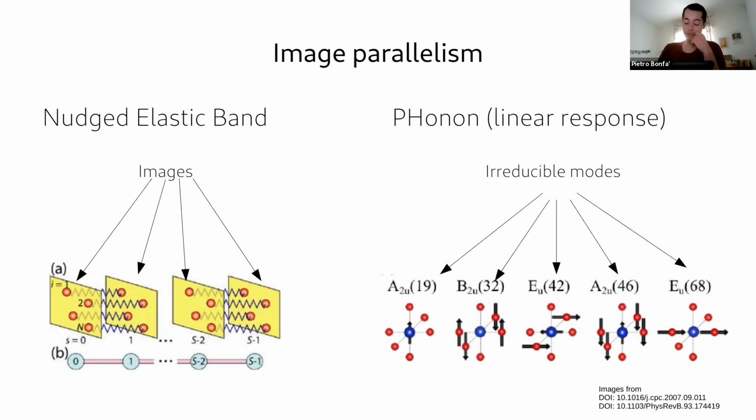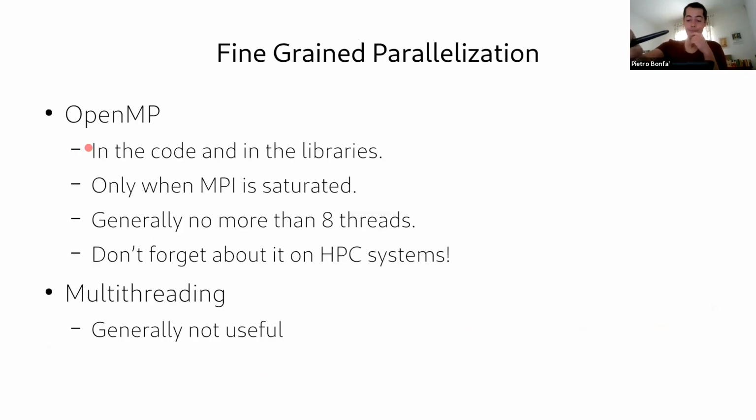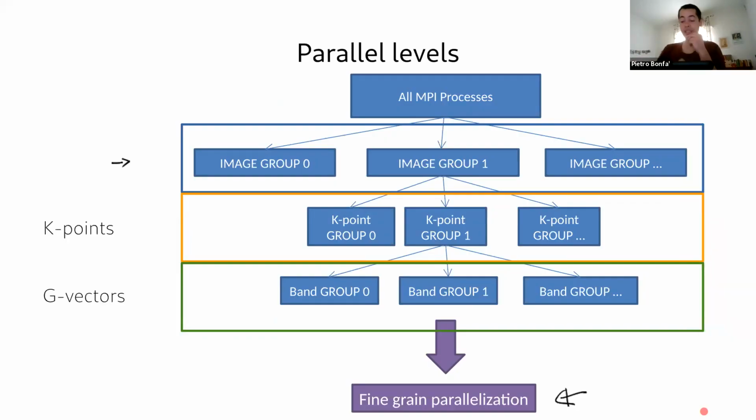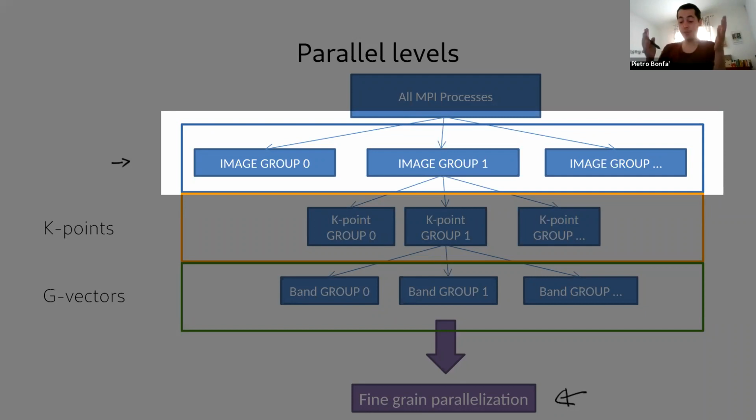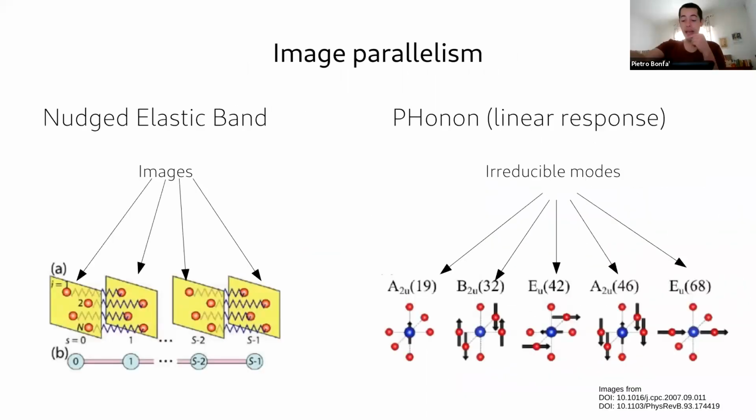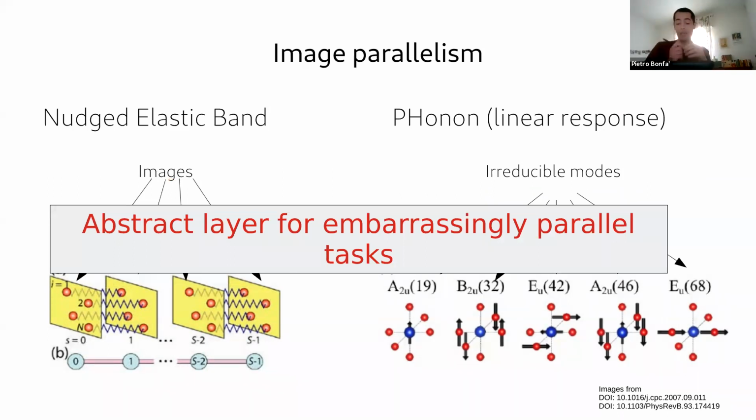So for example, the image option, in this hierarchical organization of work that I was discussing, is the first one. So the first level of splitting of the job to be done. What you have, for example, in NEB or in the phonon code is that images correspond to tasks that require very little communication, like, for example, the computation of the forces in the images of an NEB simulation or the irreducible modes in a phonon simulation. So this image parallelism is really a sort of abstract layer for tasks that do not really require much communication and can be used at the topmost level to start splitting the work to be done among the many workers.